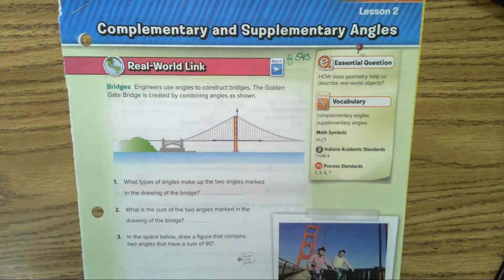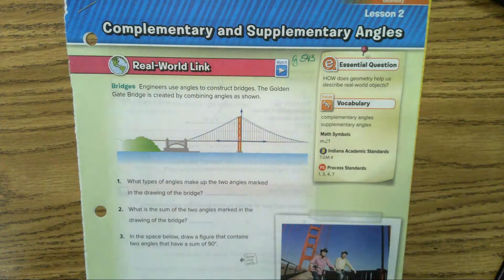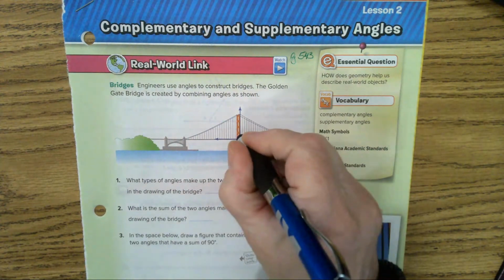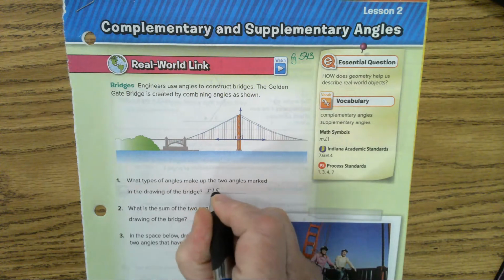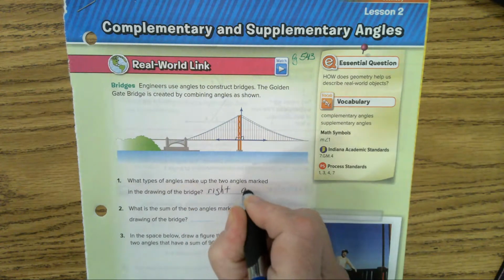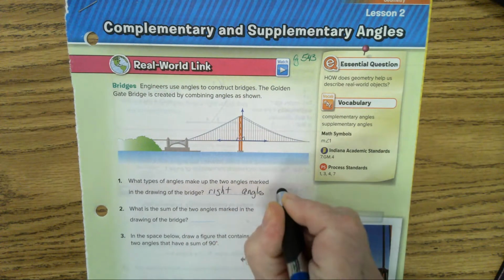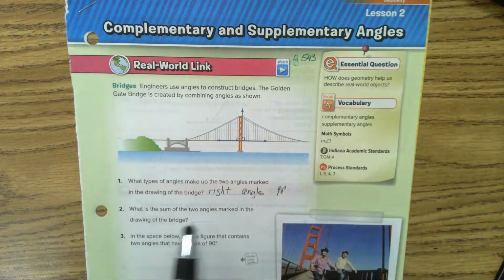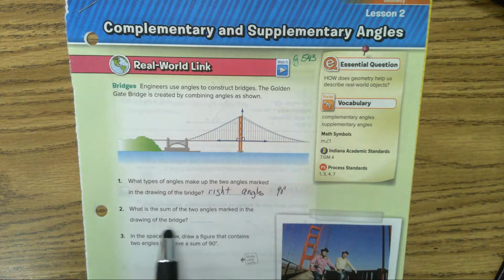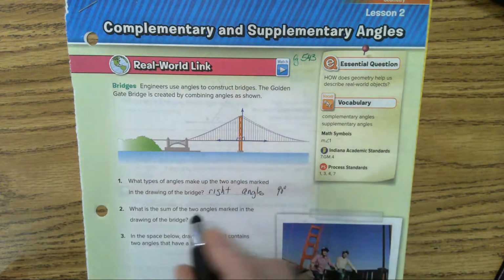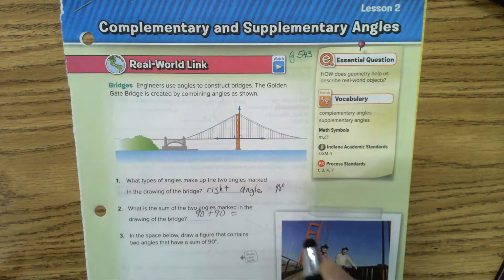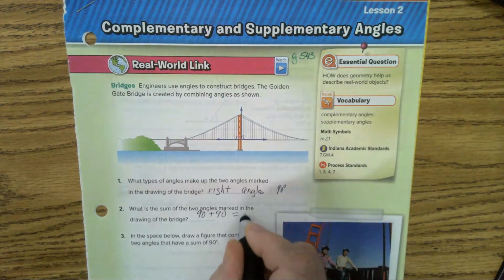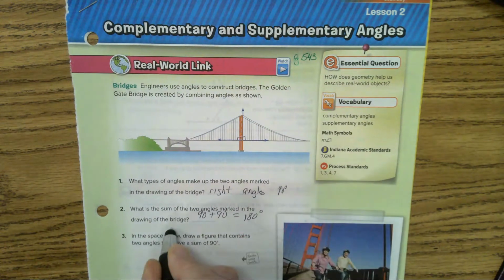Kids, these are right angles. See how they were referring to they are right angles. How many degrees are in a right angle, class? 90. Right angles, 90 degrees. What is the sum of the 2 angles marked in the drawing on the bridge? So the sum, what is 90 plus 90? 180 degrees. And kids, that's how many degrees are in a straight line.